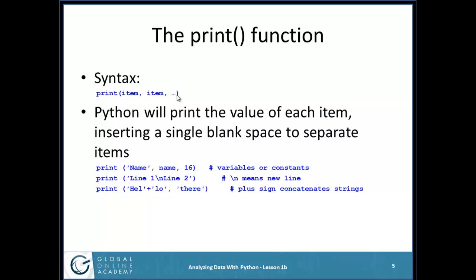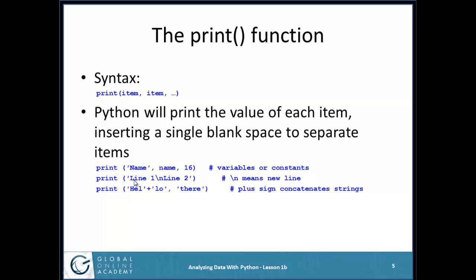Python will print the value of each item, which can either be a constant or a variable or an expression, and it will insert a single blank space to separate items. Each print statement starts on its own brand new line. So, for example, if I did print "name", comma, the variable name, comma 16, this would print out the characters NAME followed by a space, followed by whatever was in the variable name, followed by a space, followed by the number 16.